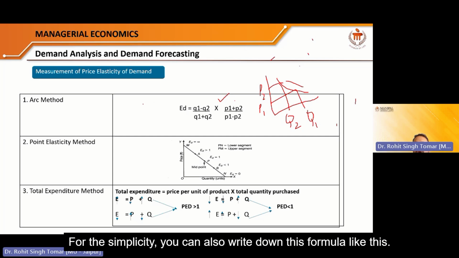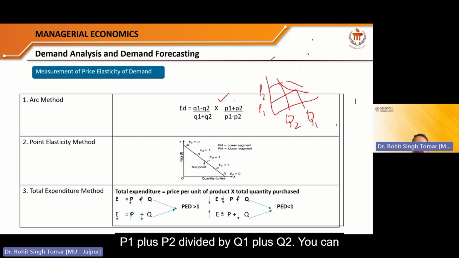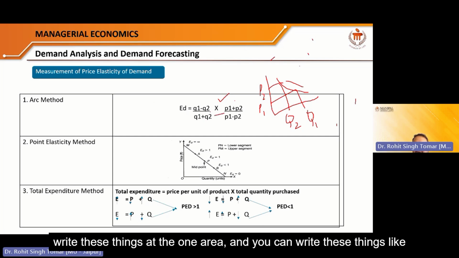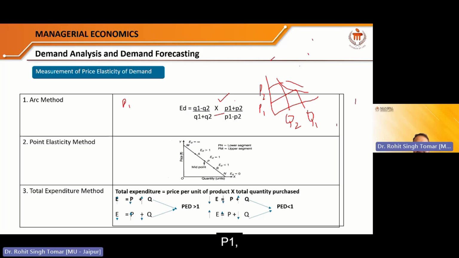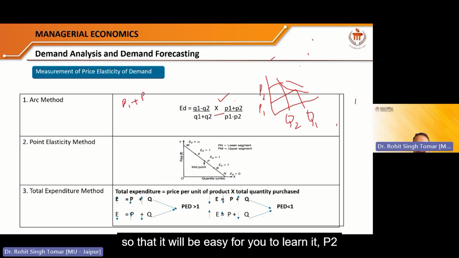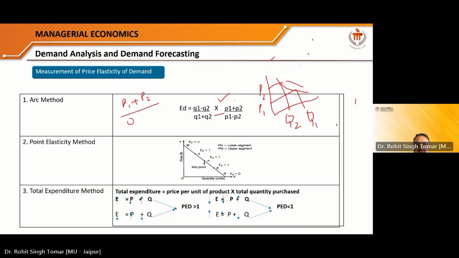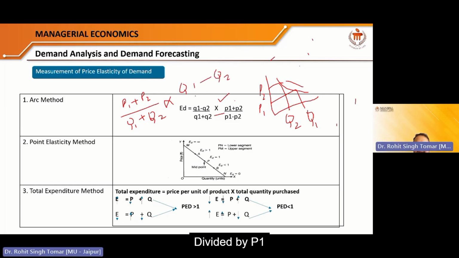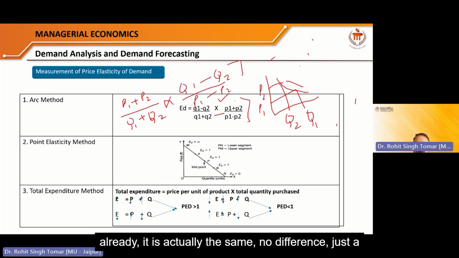Simple formula is there. For simplicity, you can also write this formula like this: P1 plus P2 divided by Q1 plus Q2, multiplied by Q1 minus Q2, divided by P1 minus P2. So the formula I have written and what is printed here is actually the same, no difference. Just a shuffling is there. So this is the arc elasticity.